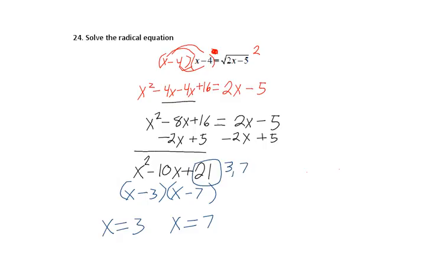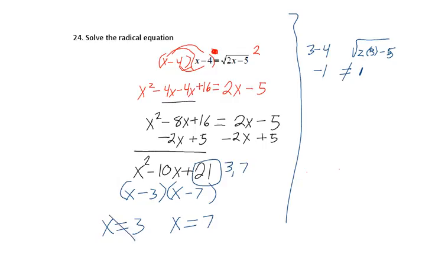Okay. Technically, you have to check this. So, if you start with 3, you get 3 minus 4, which is negative 1. And then 2 times 3 minus 5. 2 times 3 is 6. 6 minus 5 is 1. They're different. So that means 3 is a bad answer.